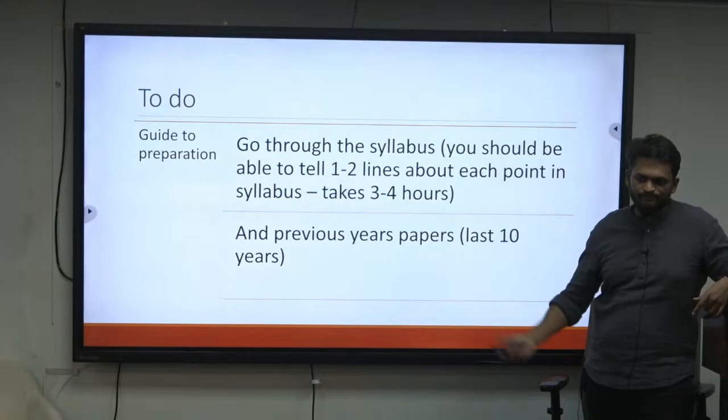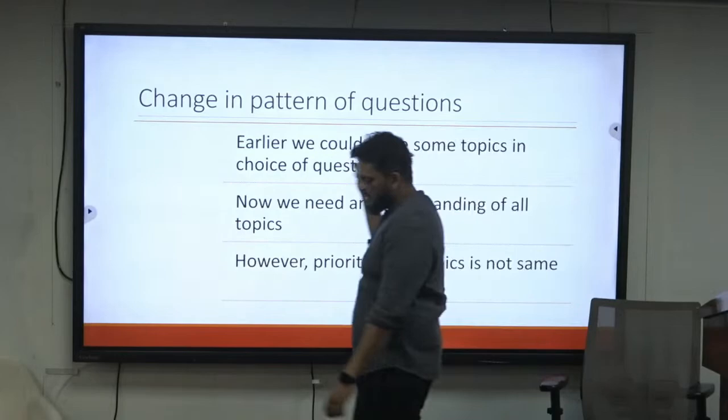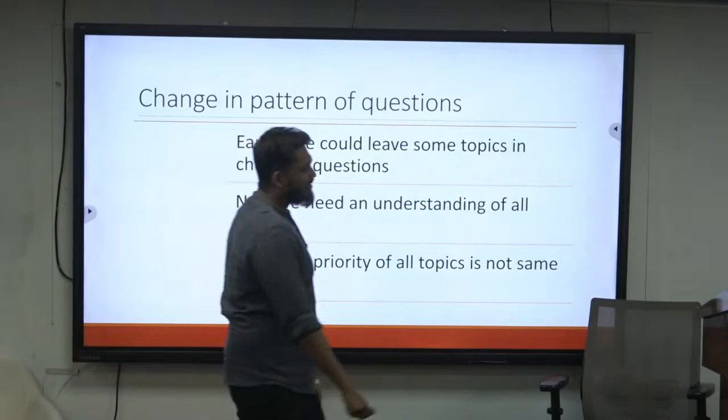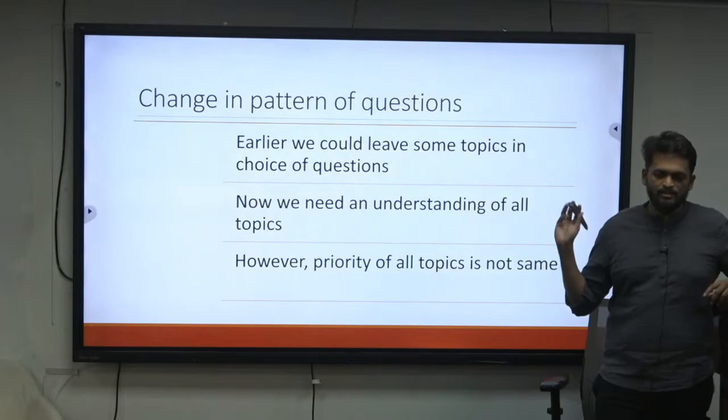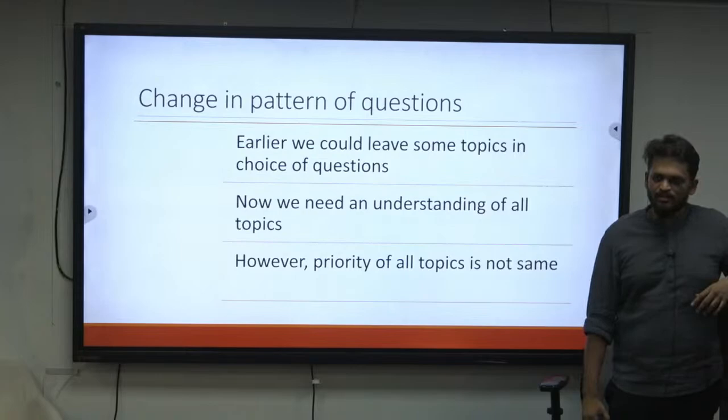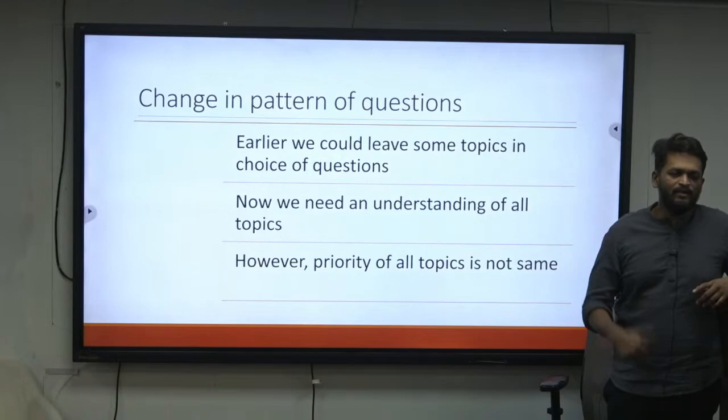Earlier, I already told you what the pattern is. Out of 8 questions, how many questions do you have to answer? 5 questions. Earlier, we could skip some chapters because we had a choice in the questions. But now they have shuffled all the questions. You don't know which chapter a question comes from. It is not like your college exam where there are 8 chapters, 8 questions, 1 chapter, 1 question. We don't know which question comes from which chapter, or how many marks come from which chapter. We have a rough idea, but we don't know how the choice works out.